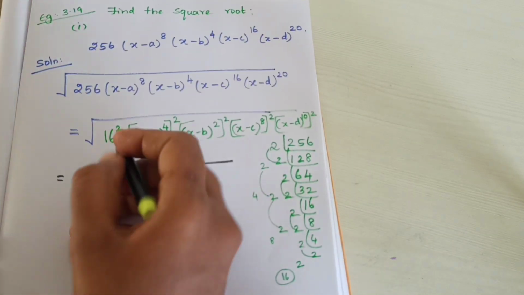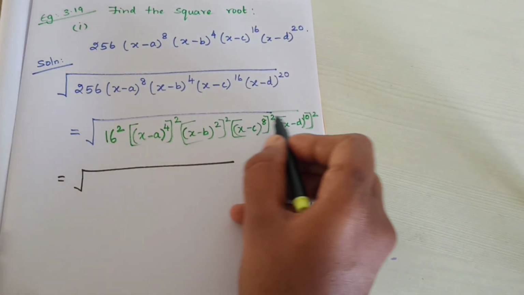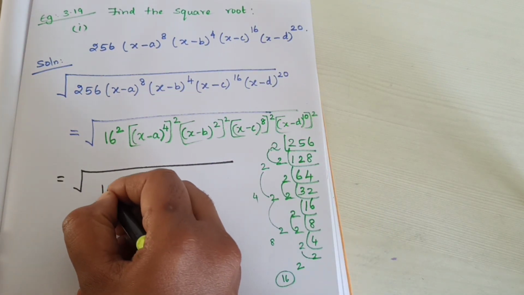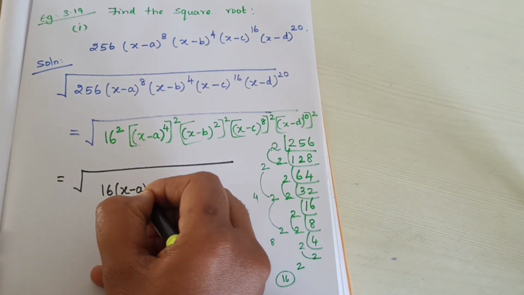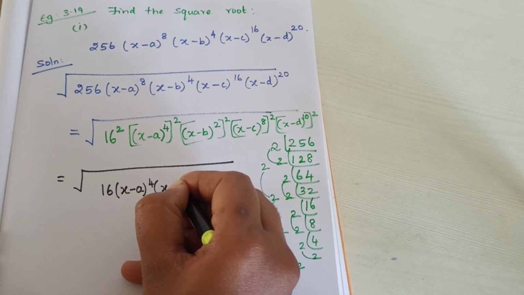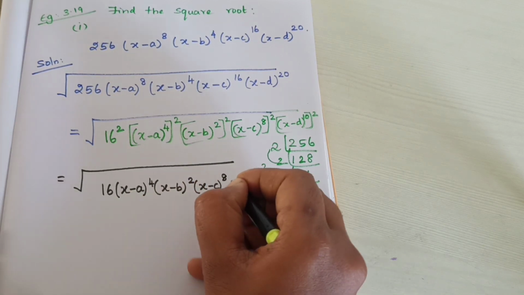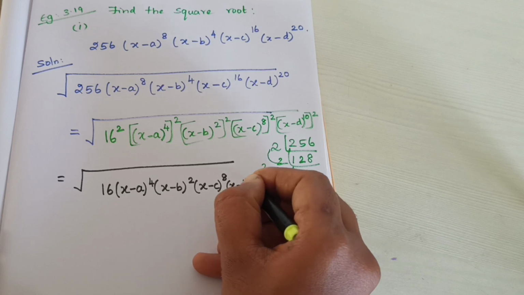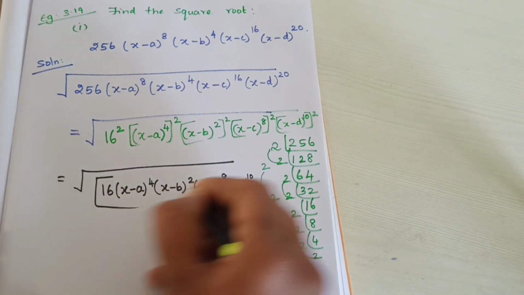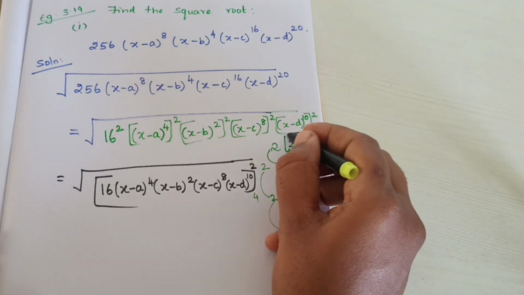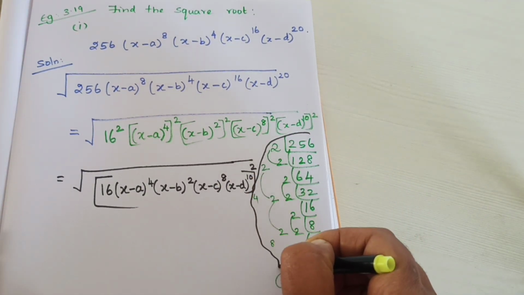Okay, listen. Here, except the square terms, we are writing the lower term, the in-between term. That means 16 into (x − a)^4, (x − b)^2, (x − c)^8, then (x − d)^10, the whole raised to 2. Is it correct? See, there is a little bit of confusion here.